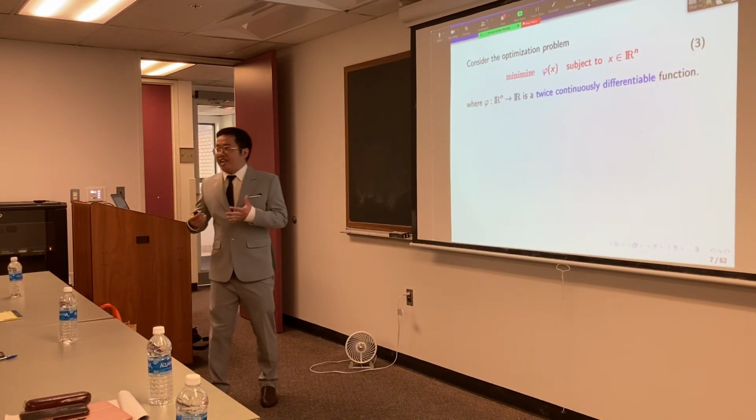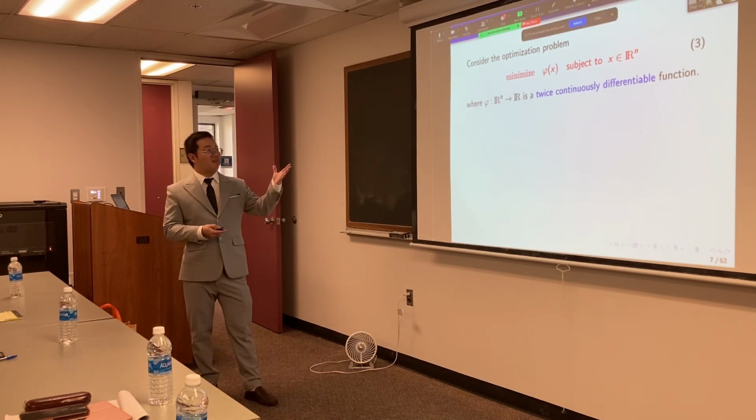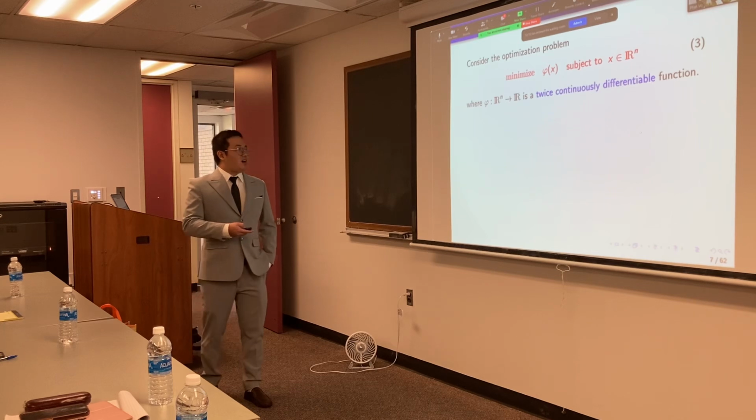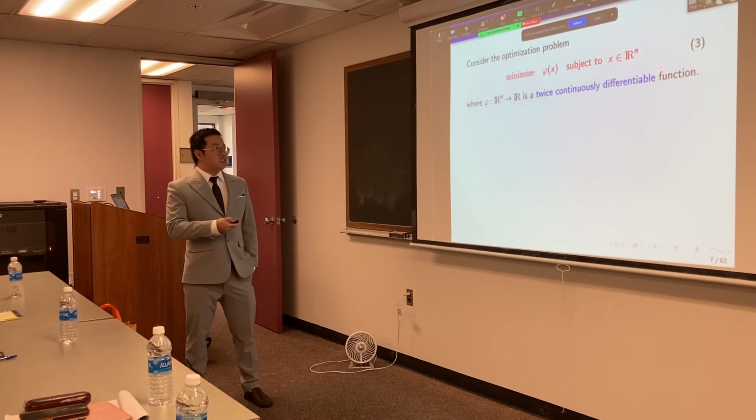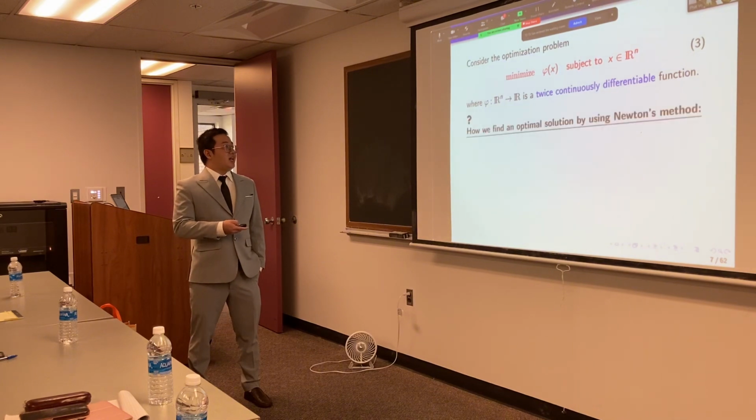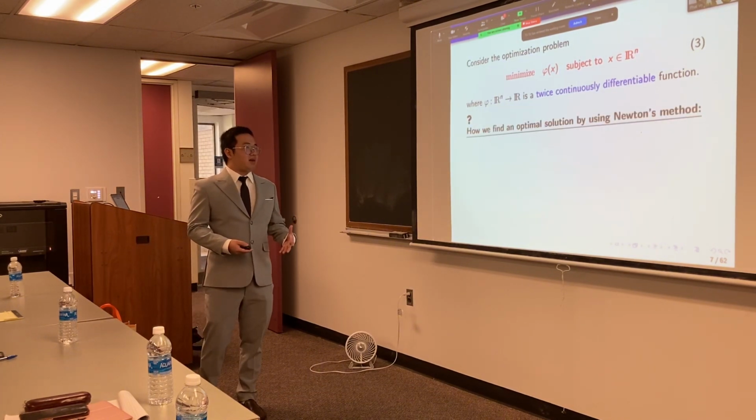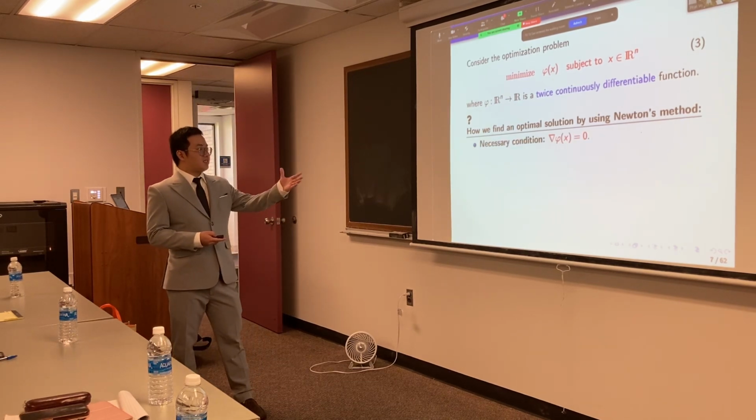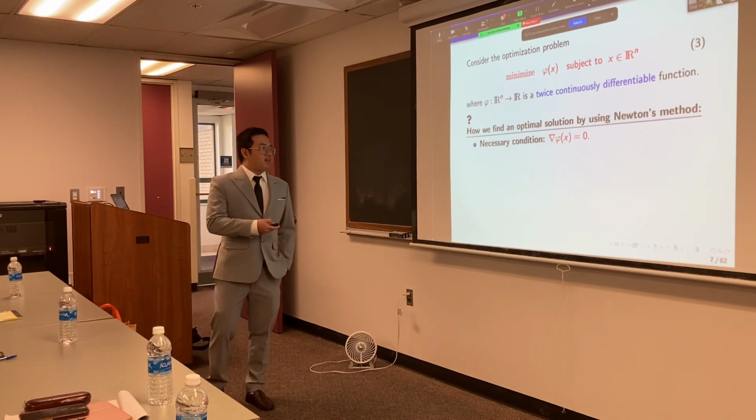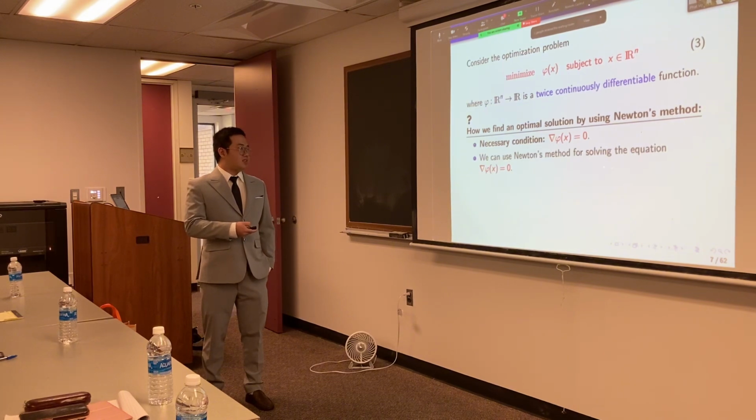And here is the application to the optimization problem. We will consider the optimization problem like this, where phi is a twice continuously differentiable function, right? And the question is, how do we find an optimal solution by using the Newton method? Because we have the necessary condition that the gradient of phi is equal to 0, and then we can use the Newton method to solve this equation. We can do this.